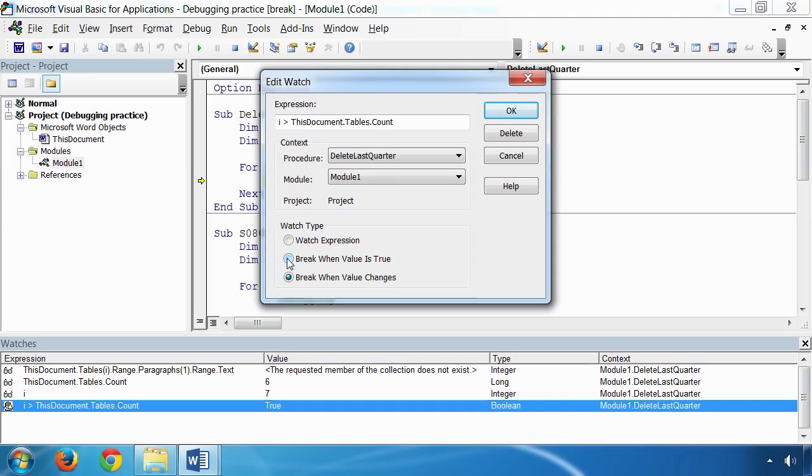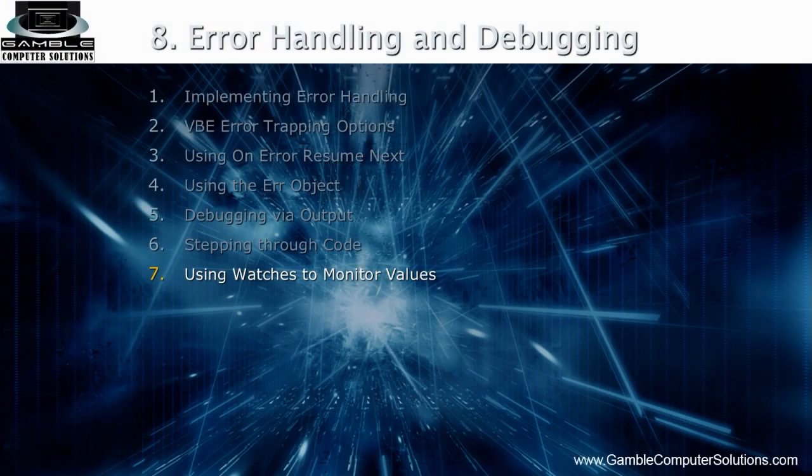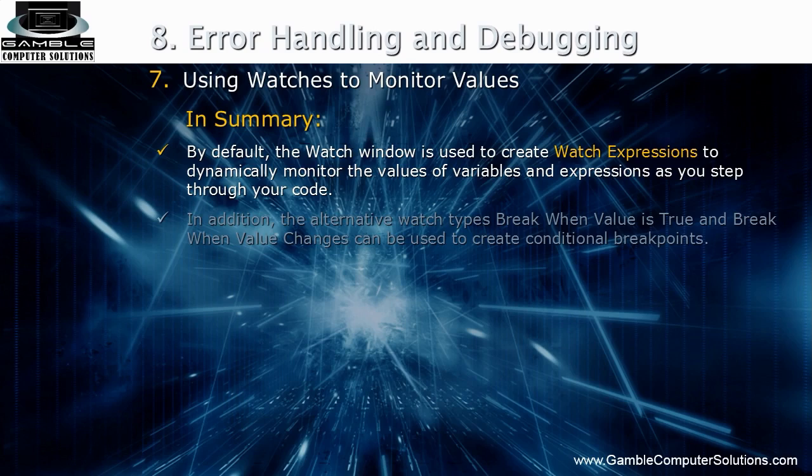So both of these alternatives are very useful techniques where you don't so much want to monitor expressions, you simply want to jump to those critical points in the code where the value of those expressions or those variables suddenly change. By default, the watch window is used to create watch expressions, to dynamically monitor the values of variables and expressions as you step through your code. In addition, the alternative watch types, break when value is true and break when value changes, can be used to create conditional breakpoints.